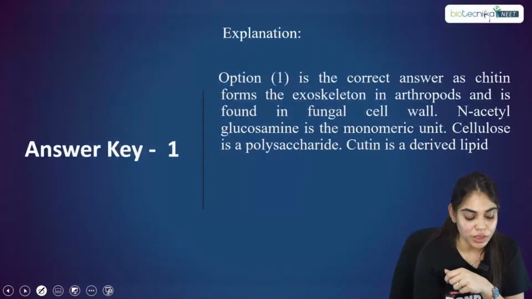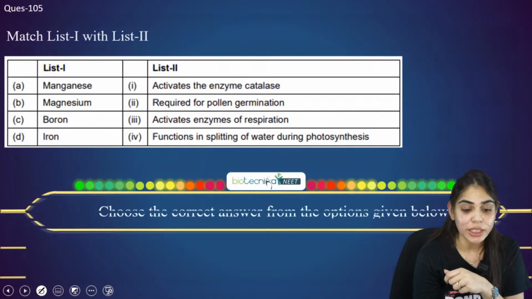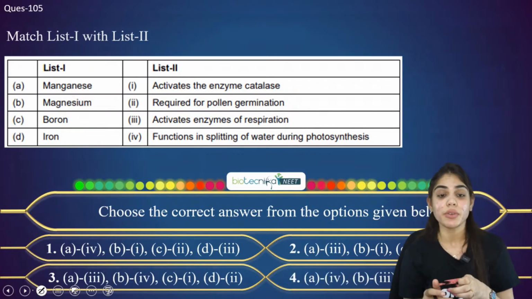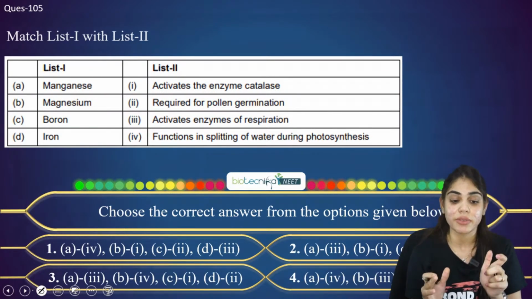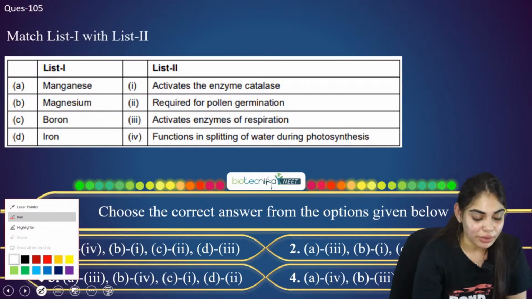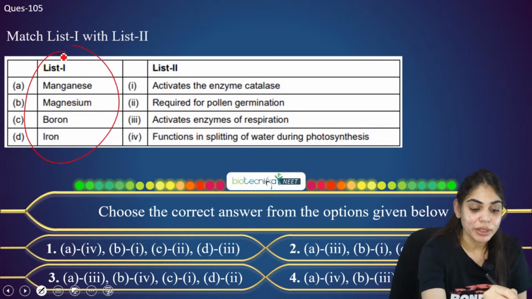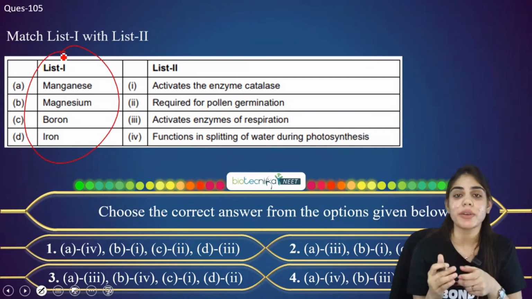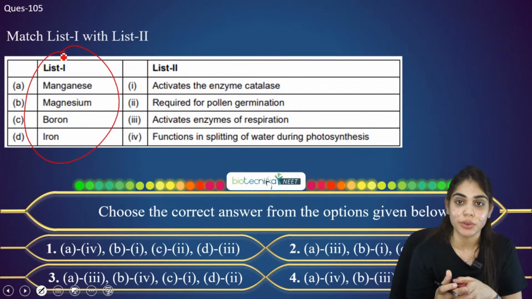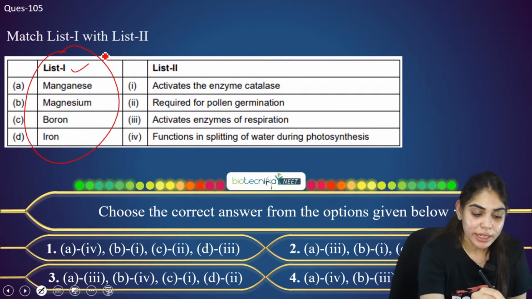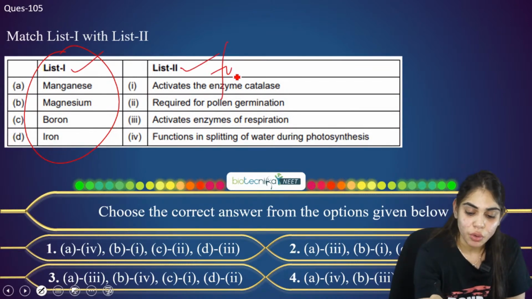So now let's move to question number 105. Again, you have to match column 1 and column 2 given here. They are just giving you to match list 1 with list 2. In list 1 they have given the names of the elements, whether trace or major element, you don't have to worry. You just have to match these elements with their significant role. Now let's see one by one and match the following. List 2 is for function, where the functions of these elements are defined.